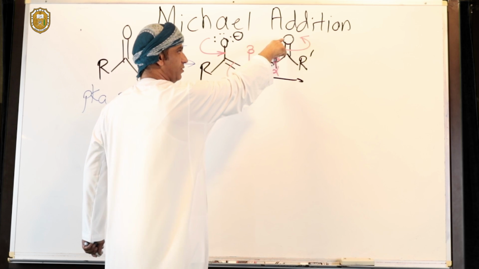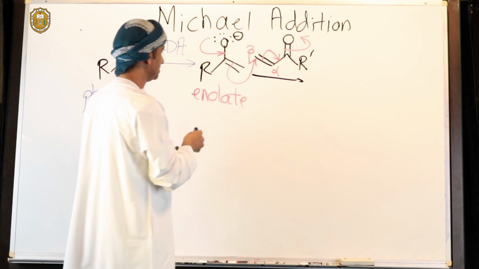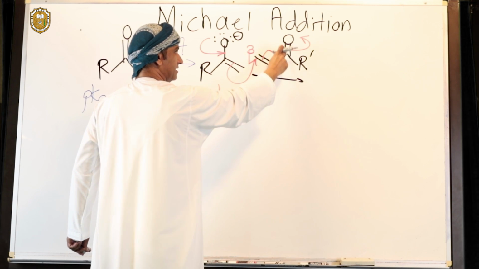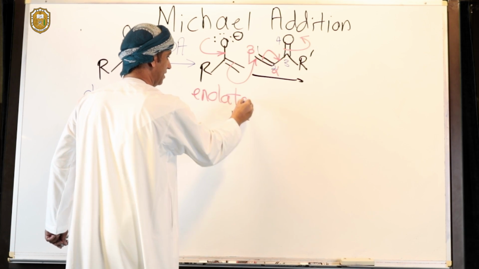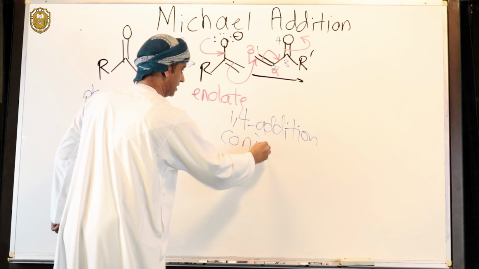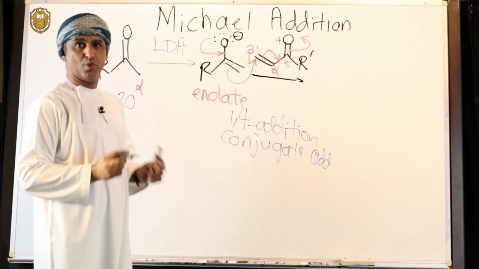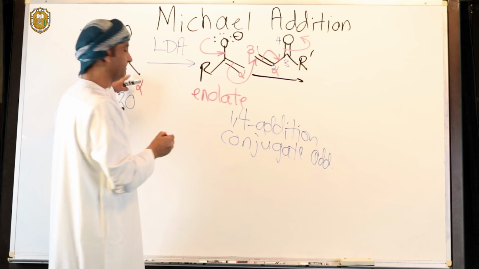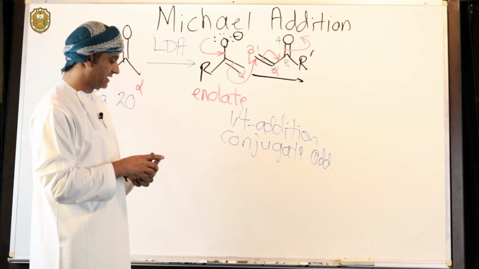Remember, double bond, single bond, double bond. This is a conjugate system. This reaction is called conjugate addition. It's called 1,4 addition also because you can number them: 1, 2, 3, 4. So that's why this reaction is called 1,4 addition. It's called also conjugate addition, as opposed to 1,2 addition or direct addition. The bond in this case will be between that alpha carbon of a ketone and the beta carbon of the electrophile, the alpha beta unsaturated carbonyl compound.